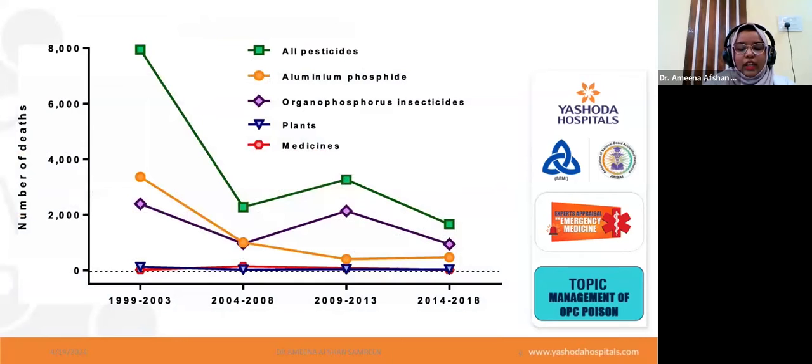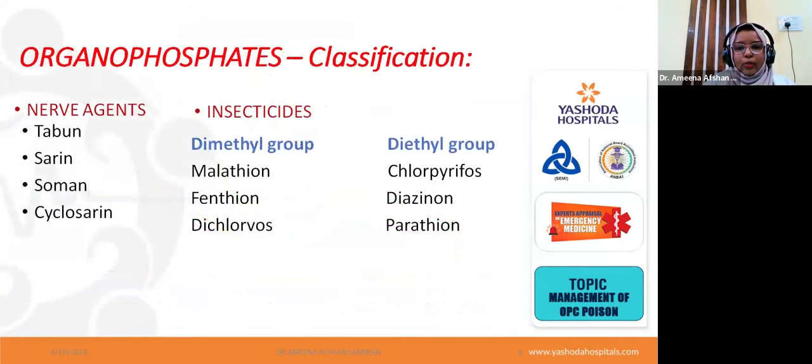So as this graph demonstrates, initially out of all the pesticide poisoning, we had aluminum phosphide poisoning more. But recent trends are showing that OP poisoning is increasing. A lot of cases are coming where OP poisoning is the most important compound that is being consumed by agriculture workers and other people. So basically the classification, they are classified into nerve agents and insecticides.